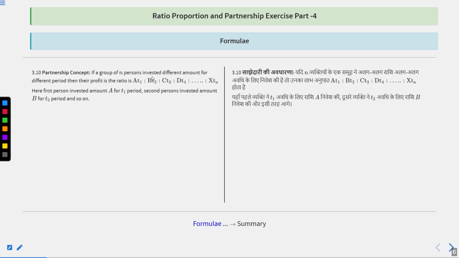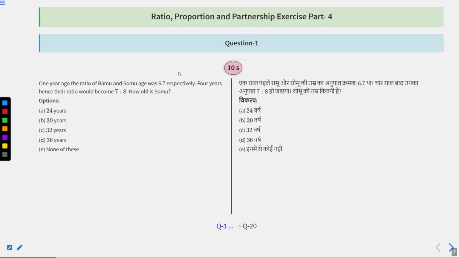Now what is the partnership concept? If a group of n persons invested different amounts for different periods, then their profit ratio is A into T1 ratio B into T2 ratio C into T3 ratio D into T4 ratio X into Tn, where A is the amount invested by the first person and T is the time period for which he invested. Clear? Same way, B is the money invested by the second person for time T2, C is invested by the third person for time T3. Clear? And the profit will be shared in the same ratio. Clear? Now we will see some questions.